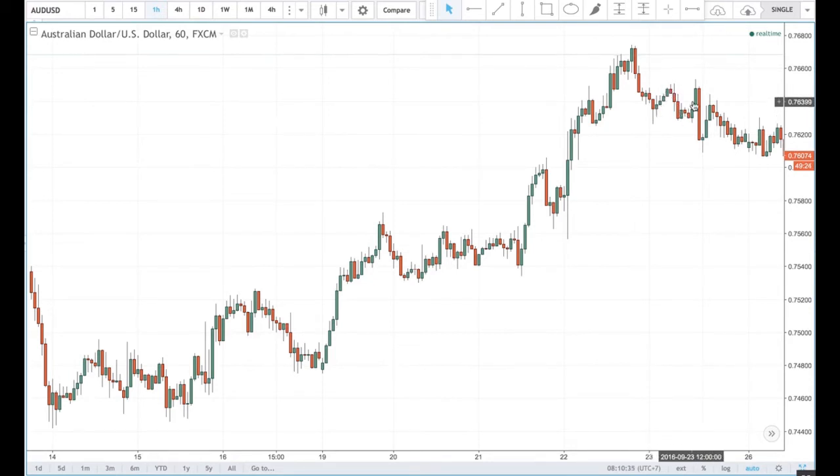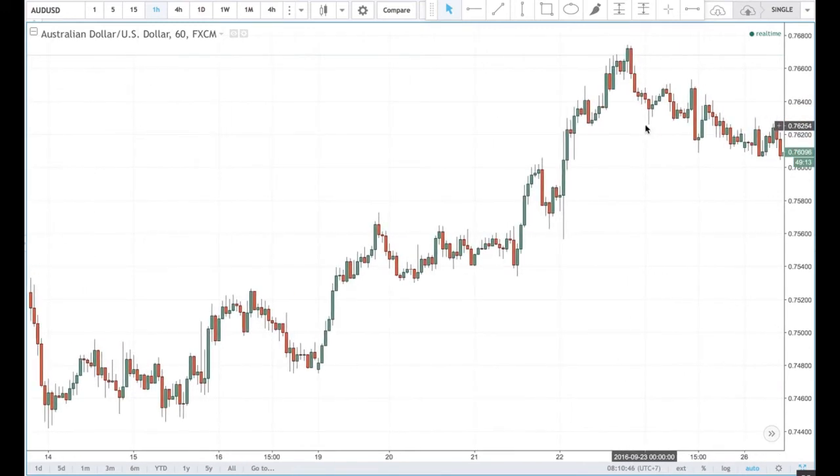Pullback, no lower low, pullback, lower low, and then it starts dominating from there. So it's like sellers, sellers, sellers. Now, in this process of sellers, sellers, sellers, we're looking at an area like this. This is all sellers territory.